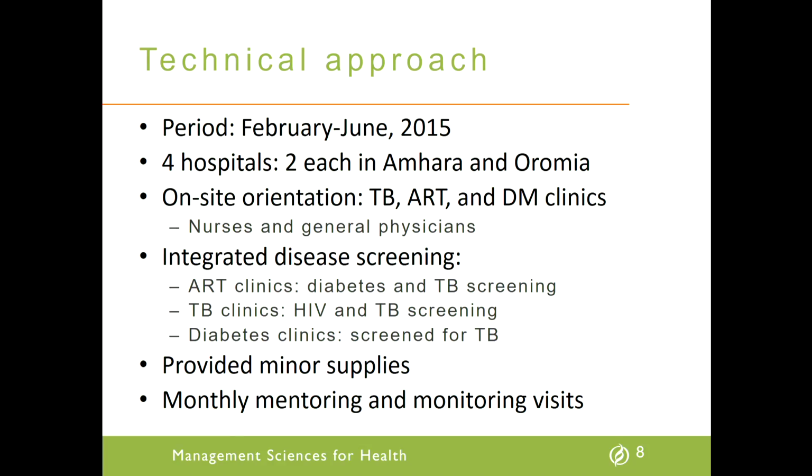So in ART clinics, we gave an SOP for screening for diabetes and TB. In TB clinics, for HIV and diabetes. And in diabetes clinics, we don't have a designated diabetes clinic in most places. They are treated everywhere, in every corner. But we said all the outpatient departments are the diabetes clinics. So patients in those clinics were screened for tuberculosis. We had no rationale for screening them for HIV because there is no particular risk of HIV among diabetic patients. We provided some supplies, a glucometer, a lancet, cotton, and minor supplies, and clinicians also provided monthly mentoring and monitoring visits.